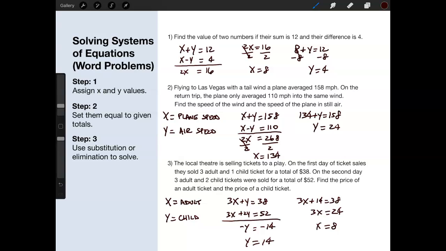So when solving word problems using systems of equations, you first need to assign x and y values, set them equal to the given totals, and then use substitution or elimination to solve.